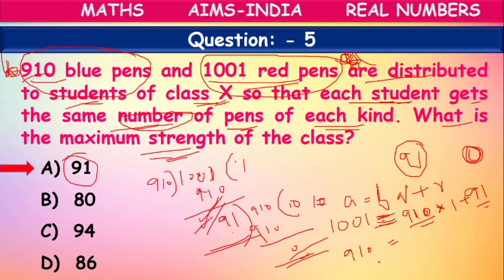According to Euclid division lemma also, here 910, this 91, the remainder becomes the divisor, and we can multiply with 10 times, then the remainder will be 0. So 91 is the HCF. So we have to distribute in an equal manner, which means the maximum strength of the class should be 91.